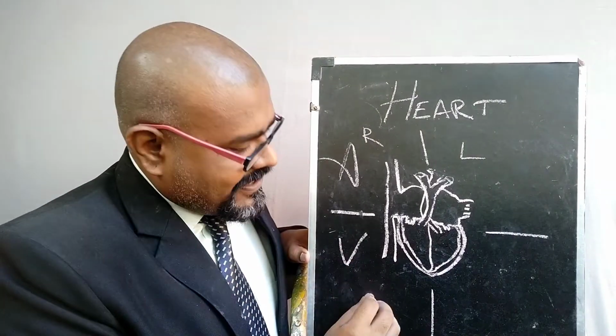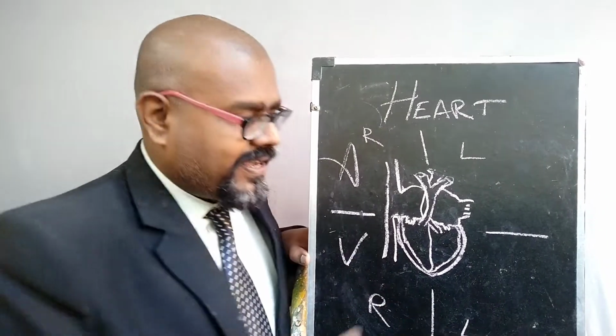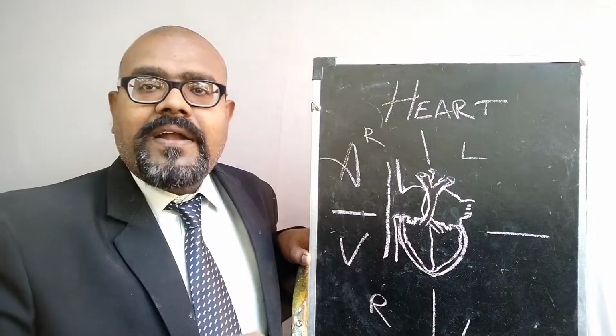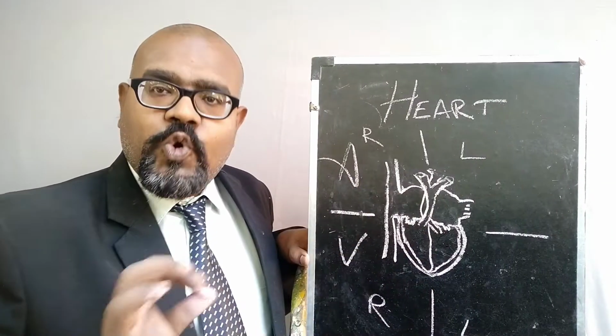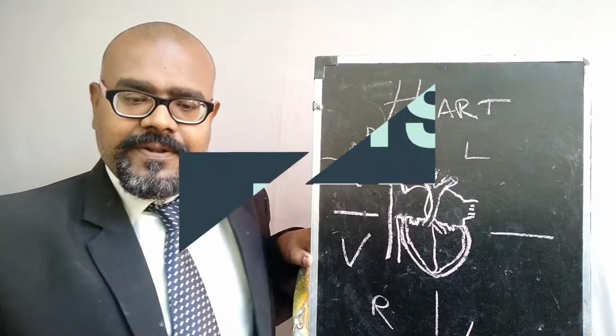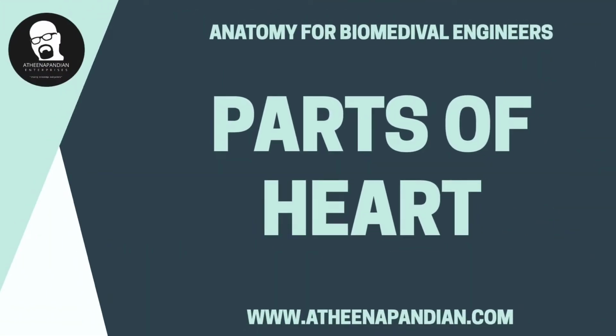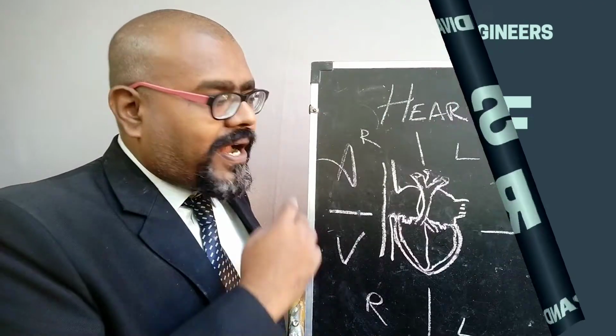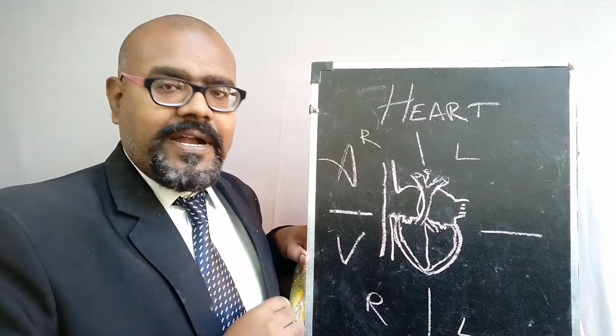This is the main part, the right ventricle and the left ventricle. These are the major chambers we need to note: the right auricle, left auricle, right ventricle and left ventricle. These are the parts involved in the human heart.